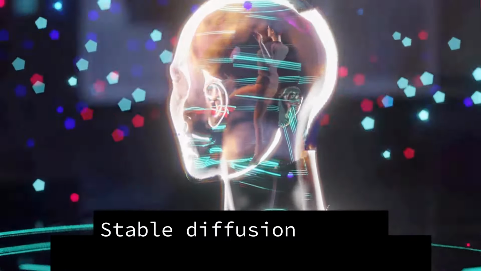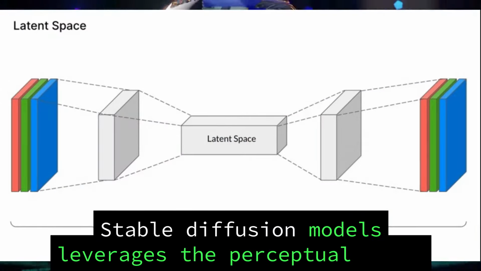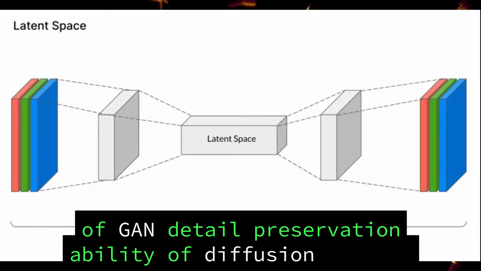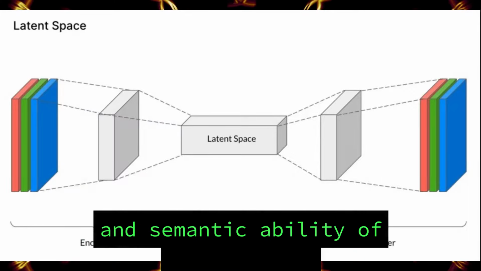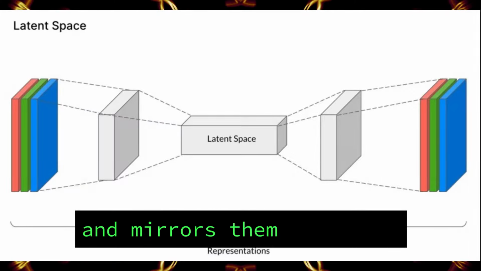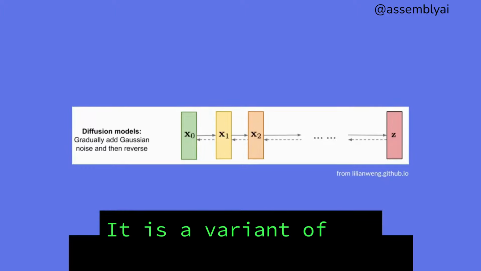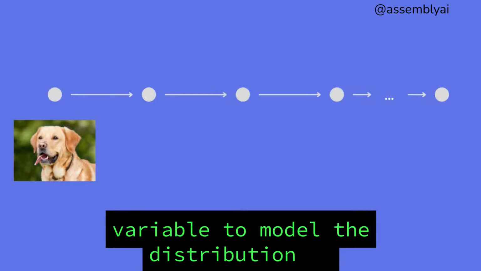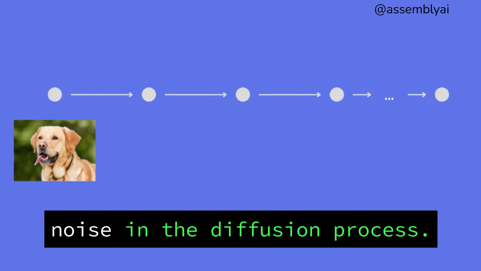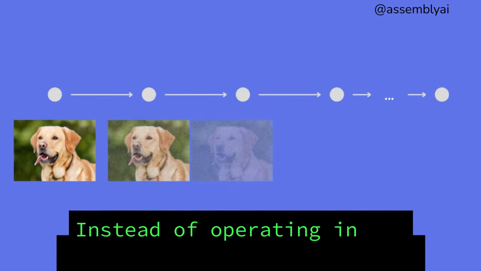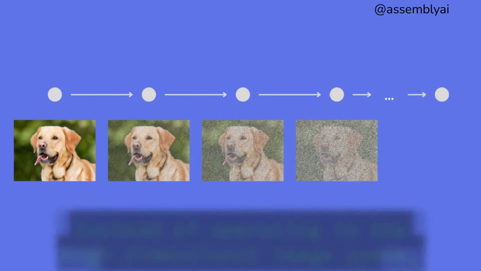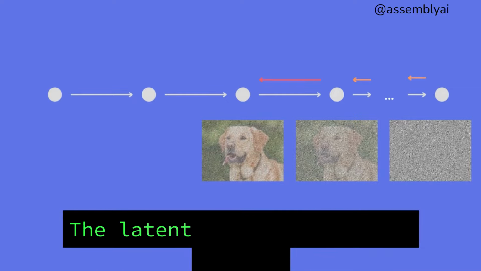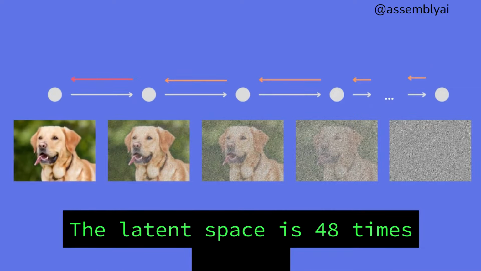Stable diffusion models leverage the perceptual power of GAN, the detail preservation ability of diffusion models, and the semantic ability of transformers, and merge them together. It is a variant of the diffusion model that uses a latent variable to model the distribution of noise in the diffusion process. Instead of operating in the high-dimensional image space, it first compresses the image into the latent space. The latent space is 48 times smaller.